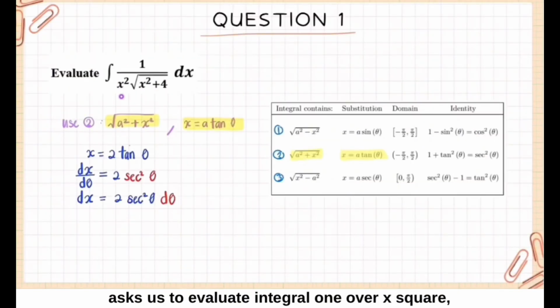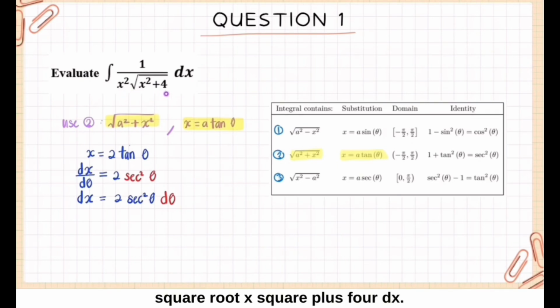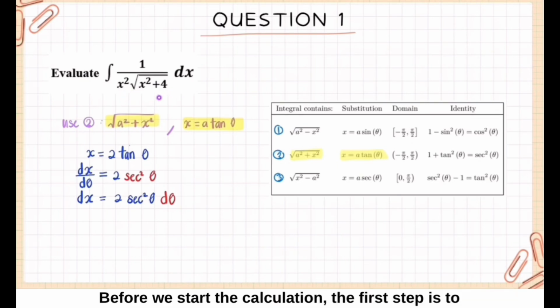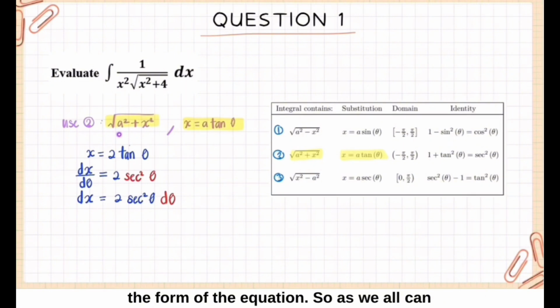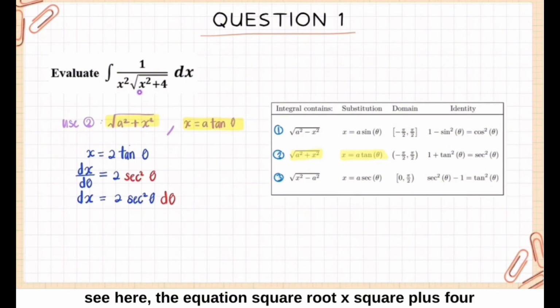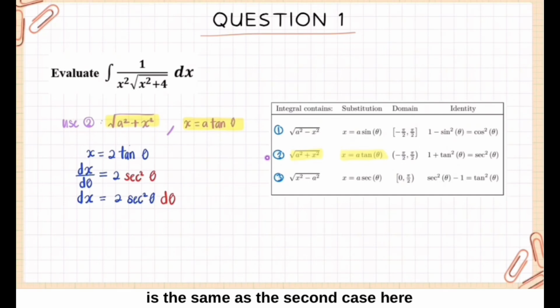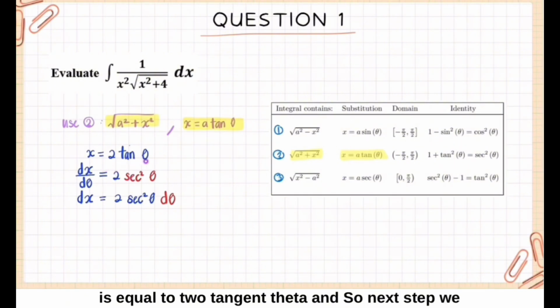The question asks us to evaluate the integral of 1 over x squared times the square root of x squared plus 4 dx. Before we start the calculation, the first step is to determine the form of the equation. As we can see here, the square root of x squared plus 4 is the same as the second case, which is the square root of x squared plus a squared. So from here, we can let x equal 2 tangent theta.